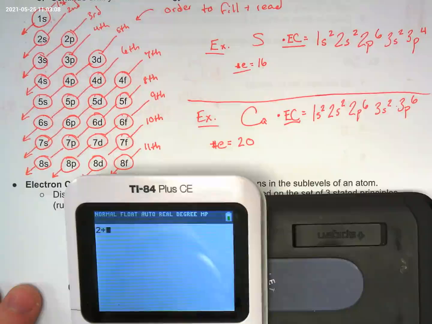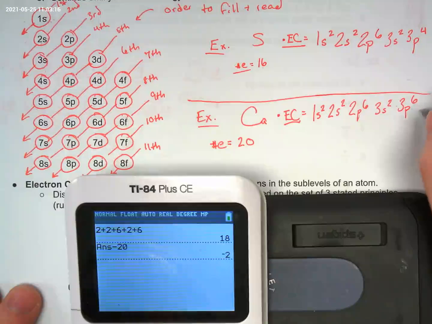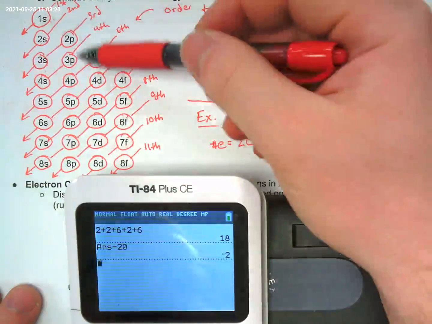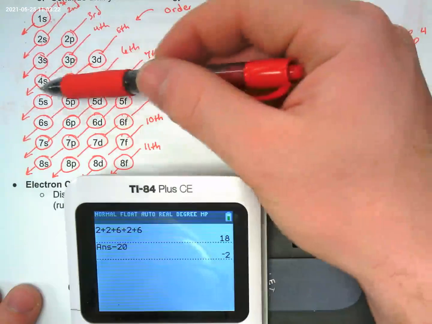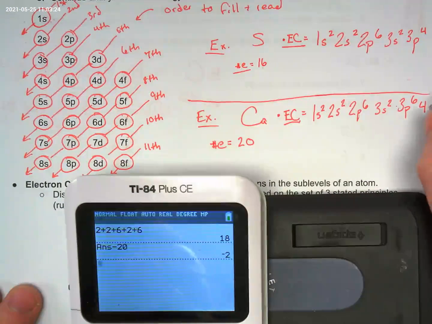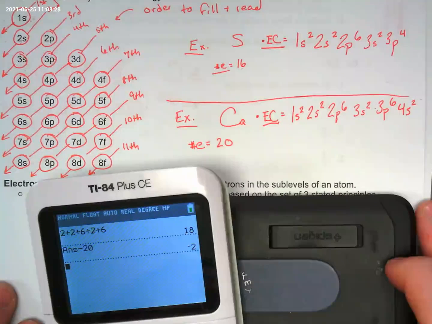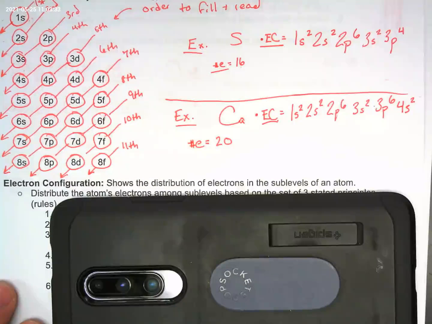Hold up, 2 plus 2 plus 6 plus 2 plus 6 minus 20. So I still have room for 2 here. So I've got room for 2, so I'm going to put, looks like the next designation, so from 3p, looks like we go from 3p to 4s, and so I fill in 4s. And there's only 2 left here, and I can put 4s2. And then I have my electron configuration for calcium. Easy peasy.